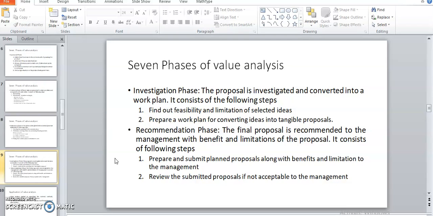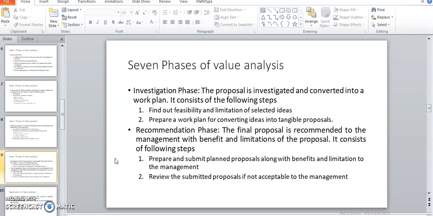The last one is the recommendation phase. The final proposal is recommended to the management with the benefits and limitations of that particular proposal. It again has some steps: preparation of the plan proposal with benefits and limitations, and if management has some problems or queries, then they will review the proposal, and we can resubmit it with a proper solution to those queries. So these are the 7 phases of value analysis.